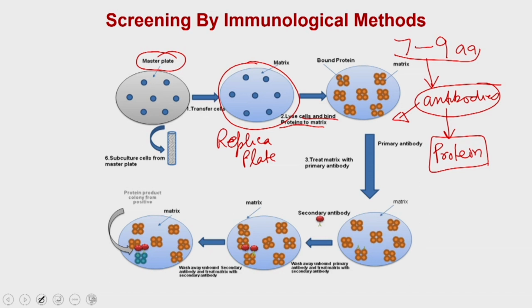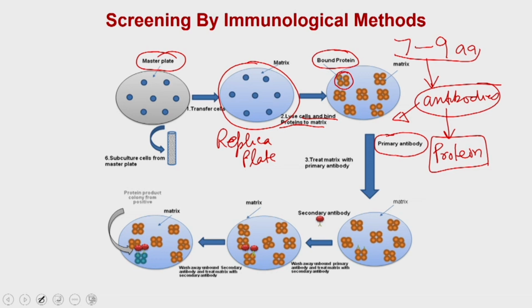The nitrocellulose membrane you will use has very high affinity for protein. So, you can imagine that the cell got lysed and all the proteins are now bound to the membrane within that vicinity, and now you have the bound protein. Now, you are going to incubate this bound protein with the primary antibody. The antibody you are going to develop against your gene of interest or the protein of interest is called the primary antibody.